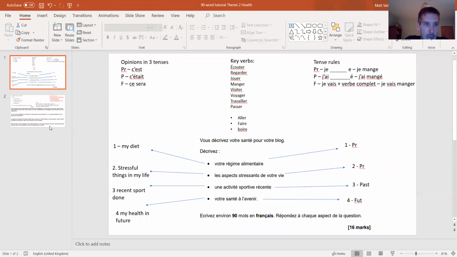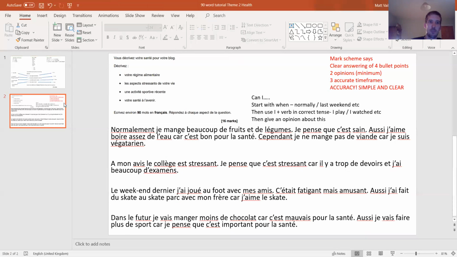That's theme 2, and there's obviously going to be one on theme 3, although we haven't covered much of theme 3 just yet because I'm doing this in October time. But when we've done theme 3, you'll find that hopefully really useful as well.